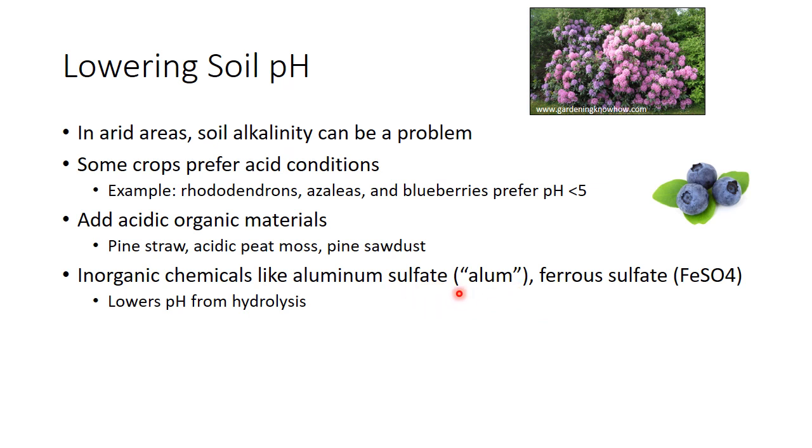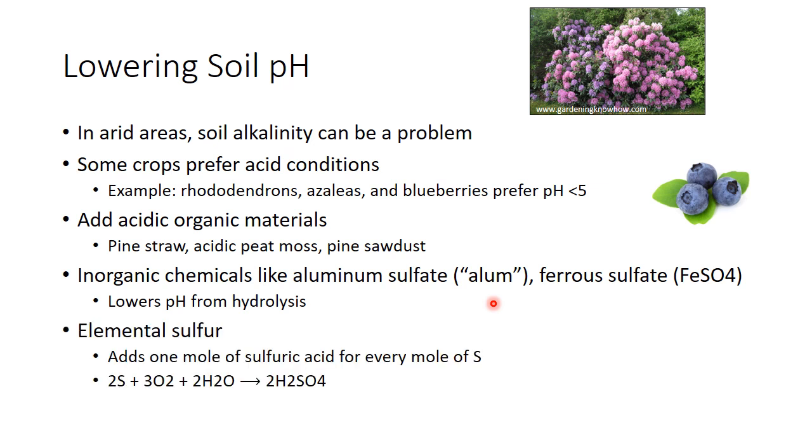So we can add inorganic chemicals like aluminum sulfate, alum, or ferrous sulfate, FeSO4. When they're added to the soil, they'll oxidize and create acidity, and that will lower the pH. So we get hydrolysis. An example would be if we wanted to add elemental sulfur, which is another inorganic chemical, then elemental sulfur, when exposed to oxygen, will create sulfuric acid, and that will lower the soil pH.